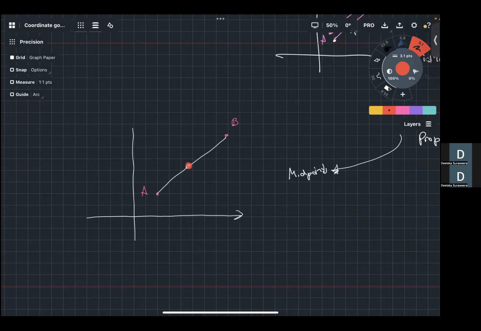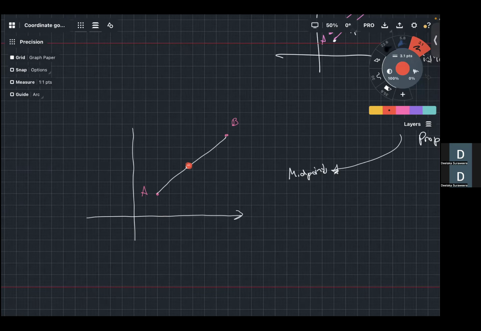Now, is it meant to be accurate? It's not, but pretend it is. I'm going to give a verbal definition, and I want you to tell me whether it's correct. Midpoint is the point that is equal distance from both A and B. Is that correct?